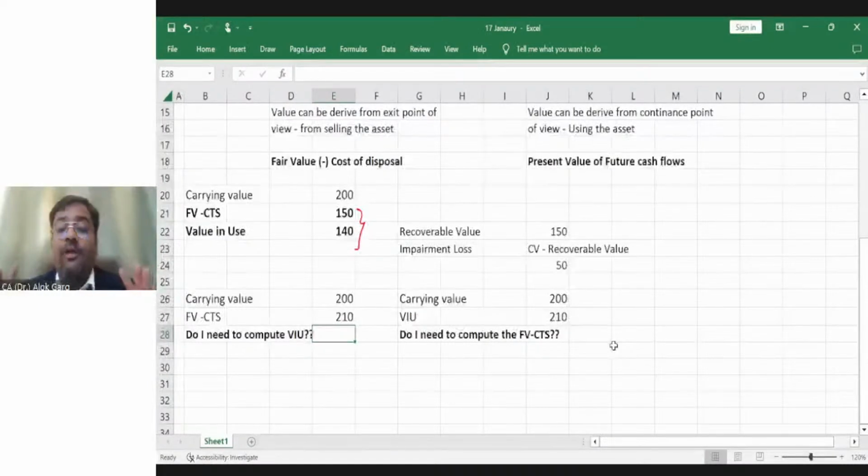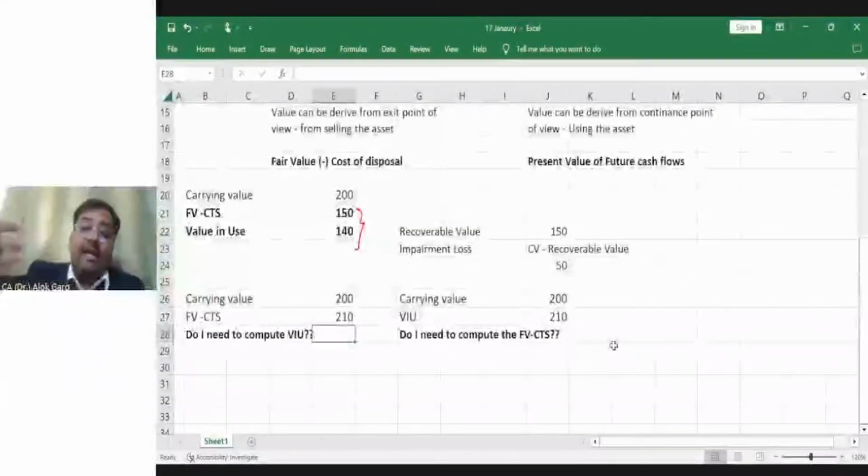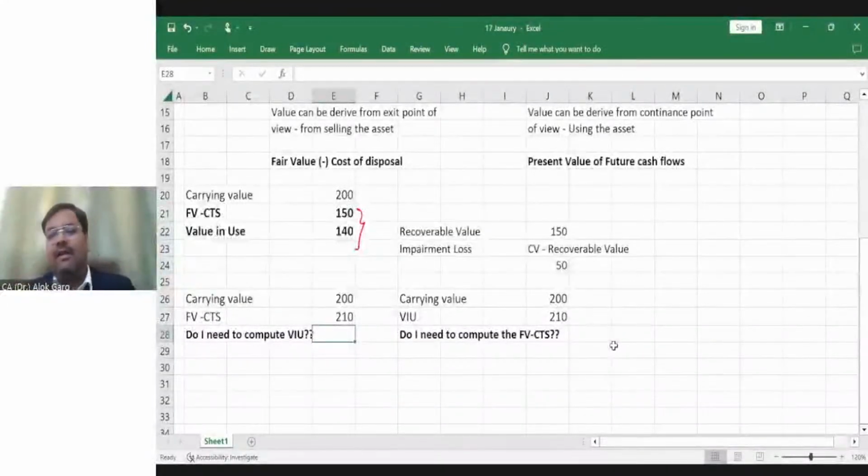If it is higher, it is revaluation surplus, right? We are only talking about calculating recoverable value. What is the recoverable value? It is the higher value, which is already higher than your carrying value. Then another value is not required to compute. You got the answer from the first value itself that there is no impairment, right? Clear? Is it clear, guys?